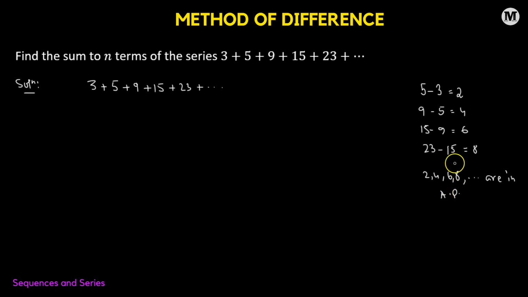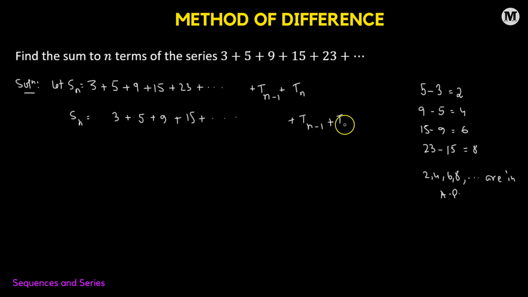Now, if they're forming an arithmetic progression, this is a hint that we will be using to solve this problem. So let Sn represent the sum to n terms of the given series, where the last term is denoted by Tn. And then if Tn is the last term, we can also define its second last term as Tn minus 1. Okay, now we'll again take the same sum Sn and write the terms here. So we have 3 plus 5 plus 9 plus 15, and this goes all the way up to the second last term, which is Tn minus 1, followed by the last term, that is Tn.